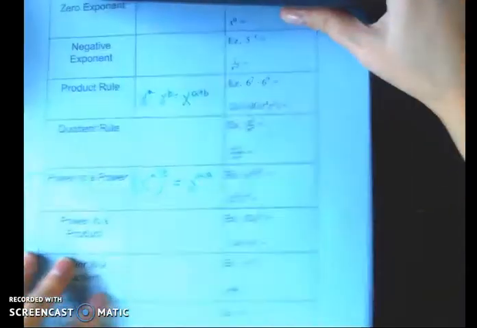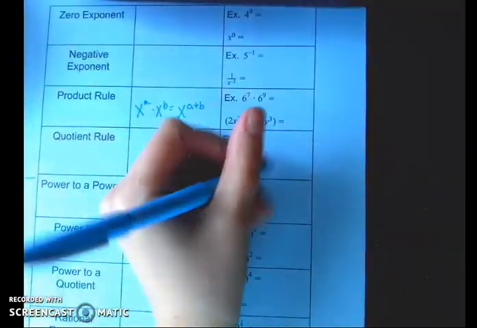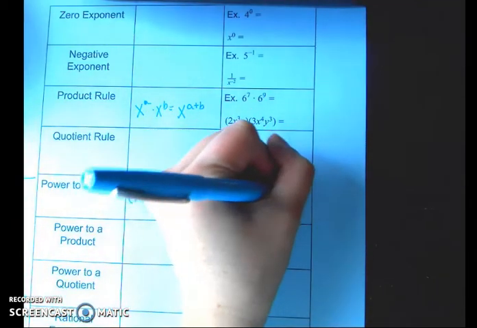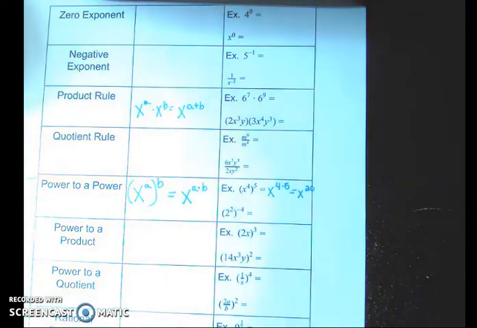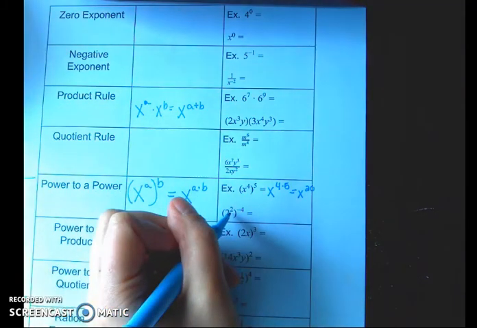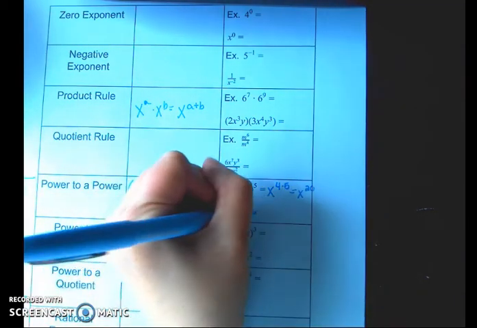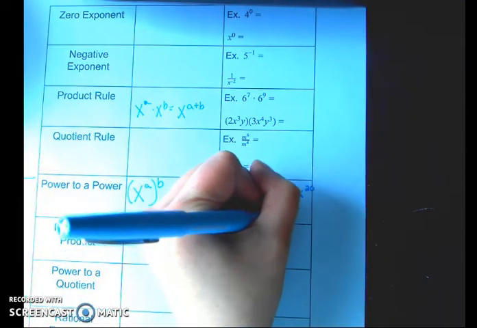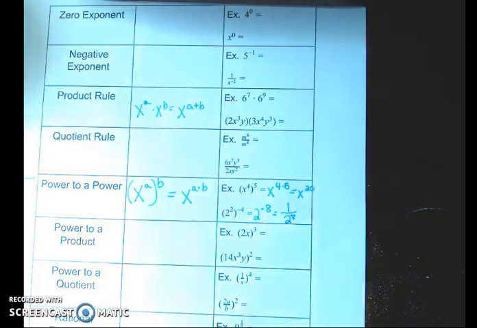Okay? So looking at this example, x to the 4 to the 5, well, that would be x to the 4 times 5, which is x to the 20. Looking at this one, 2 to the 2 to the negative 4 would be 2 to the negative 8, and then because that is negative, we need to drop it down to the denominator and make it positive, so it would be 1 over 2 to the 8.